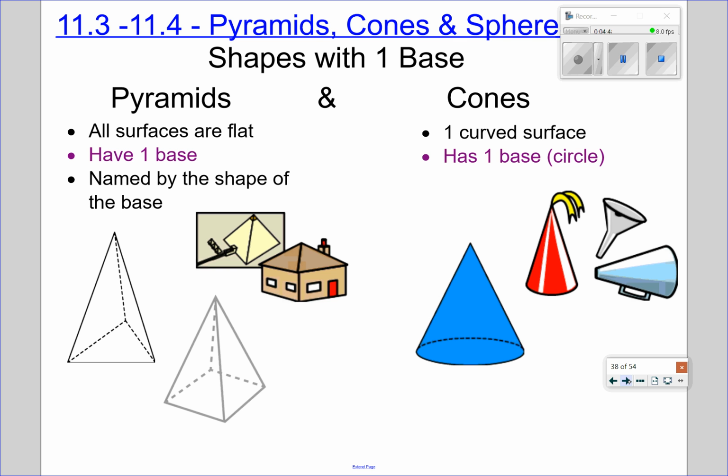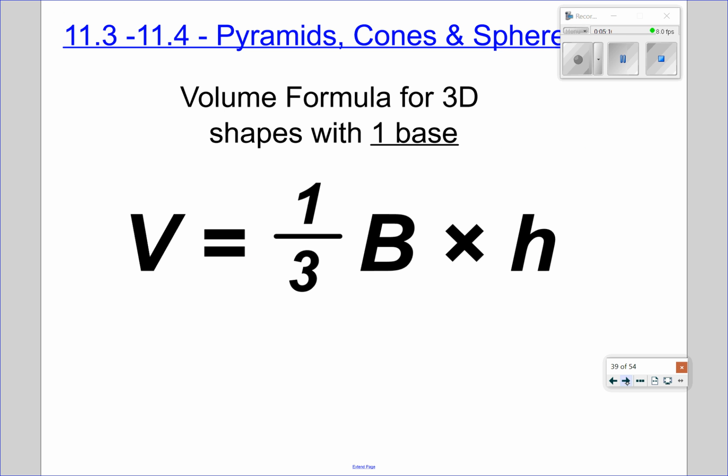But you need to know that these shapes have one base. And we still use the capital B for area of the base. So for this type of pyramid, you could have a triangular base, square base, rectangular. You could have a hexagonal pyramid with a hexagon as your base, all kinds of shapes. Your cone, your base is always going to be a circle, and we still know the radius and the diameter relationship there. So if you look at this, big B is still area of the base.